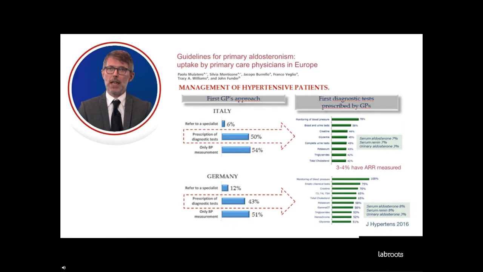Despite this evidence of a large prevalence of this condition, general practitioners in Italy and in Germany very rarely screen patients for primary aldo. You can see that when hypertension is diagnosed, only 3 to 4% of the patients have an aldosterone renin ratio measured by their doctors. And so it's not surprising that the detection of this condition is so poor in Europe.